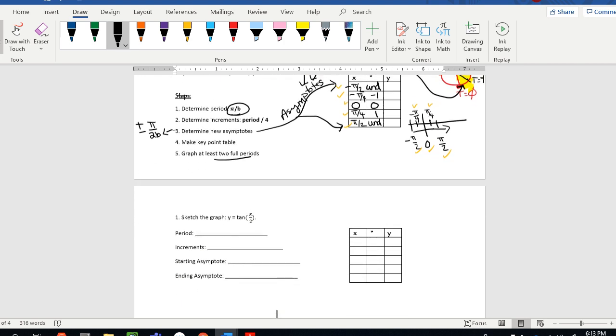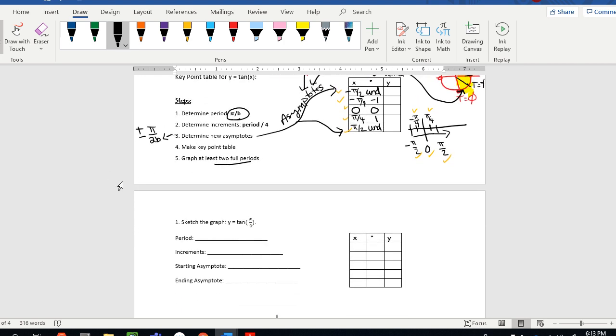Okay, let's scroll down and try one. Let's keep it in line so maybe we can see it. So the period is going to be, all right, I got a b. So b equals 1/2. So period is pi over 1/2. So our period is what? 2 pi. Okay, so that means we have to go from pi over 2b goes negative pi to pi.